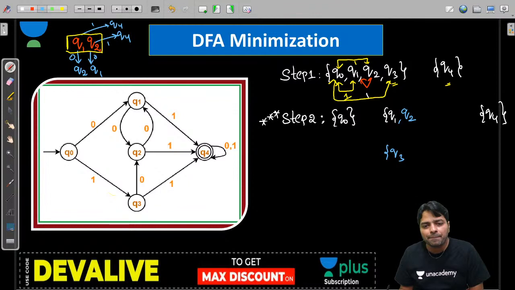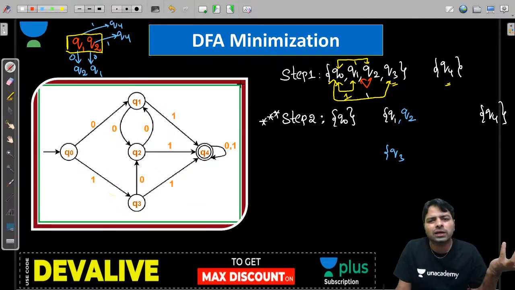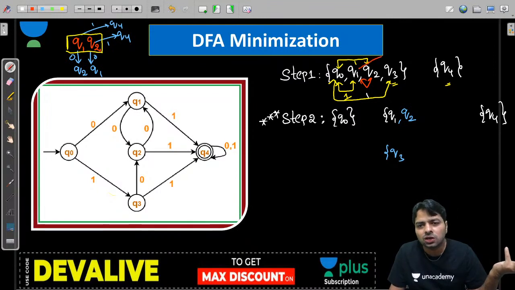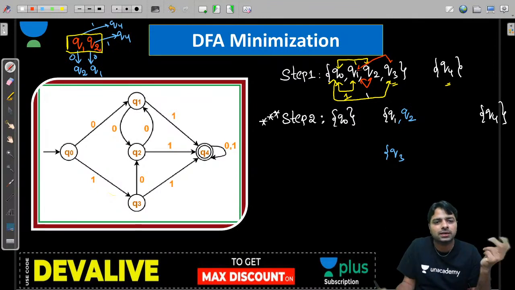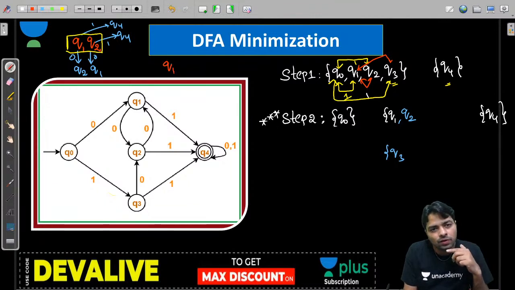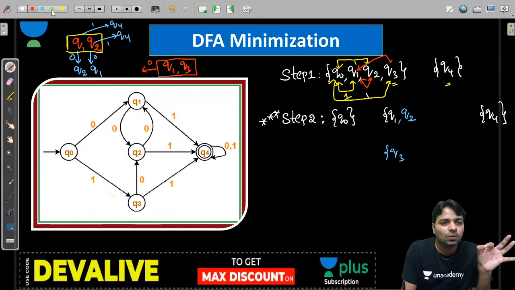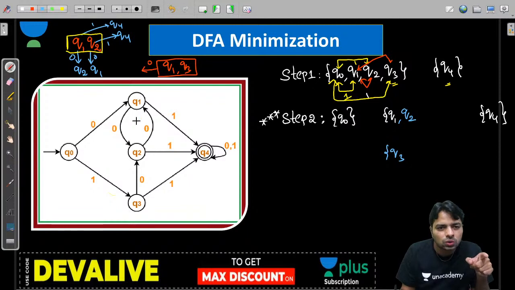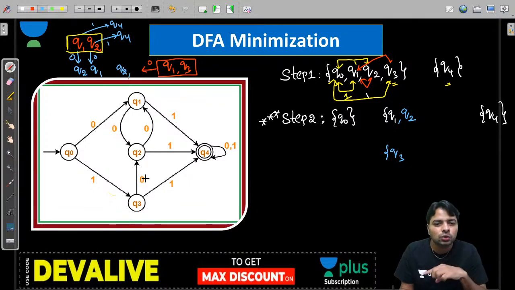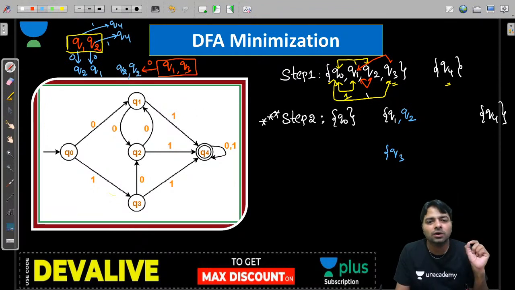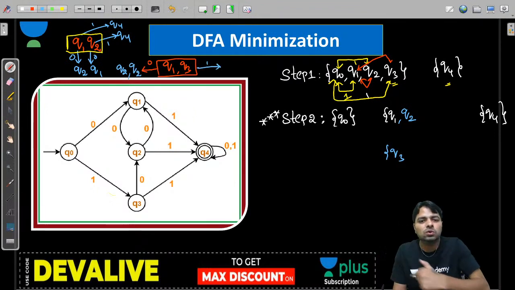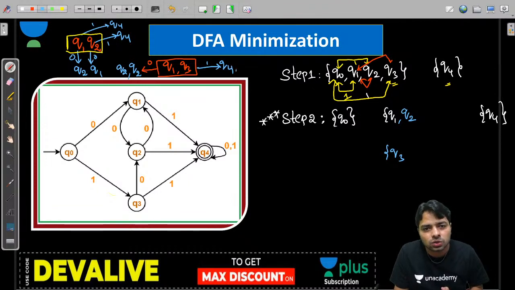Now next, compare another one, Q1 with Q3. Or you can compare Q2 with Q3, it's your choice. Q1, Q3, because now Q1, Q2 are together. Now compare, guys, Q1 comma Q3. I'm comparing this one. Compare on 0. What happens? Q1 on 0 goes to Q2, and Q3 on 0 goes to Q2. Oh, Q2, both are in the same set. Now similarly check for 1. Q1 on 1 goes to Q4. Q3 on 1 also goes to Q4.